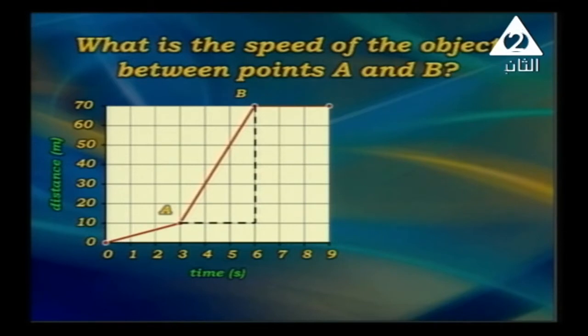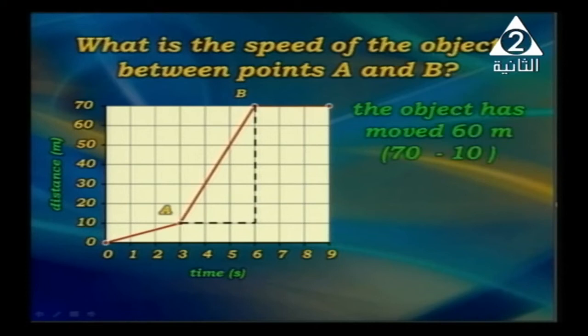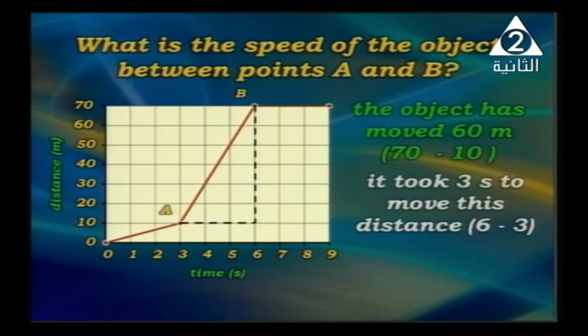Slope, what does it mean? I take this part on the y-axis from B, from here, from 10 to 70. It's equal to 70 minus 10, which equals 60 meters. So the body moves 60 meters. After that, it took 3 seconds to move. So we have 6 minus 3, because from 3 to 6 is the time taken to move this distance. 6 minus 3 equals 3.